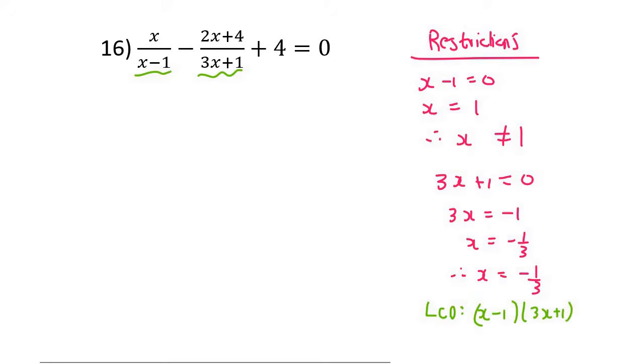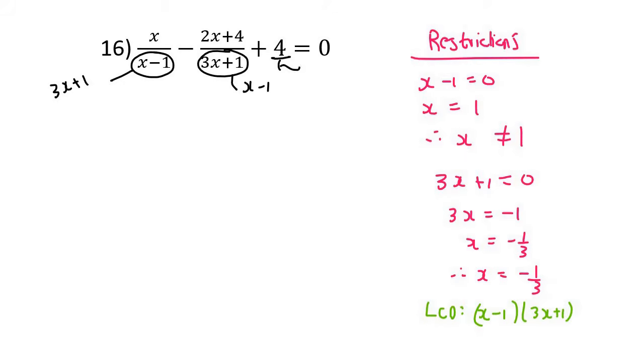So what that means is that you're going to have to multiply this one with 3x plus 1. You're going to have to multiply this one with x minus 1. And then this 4 is currently 4 over 1, so you're going to have to multiply that by x minus 1 and 3x plus 1.